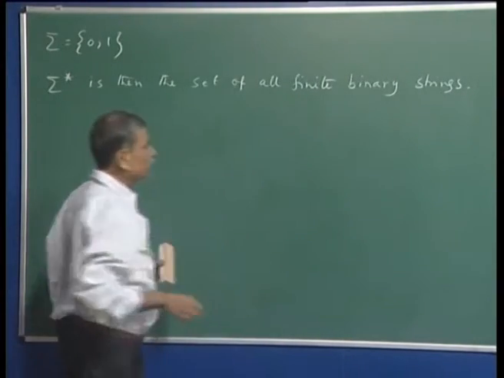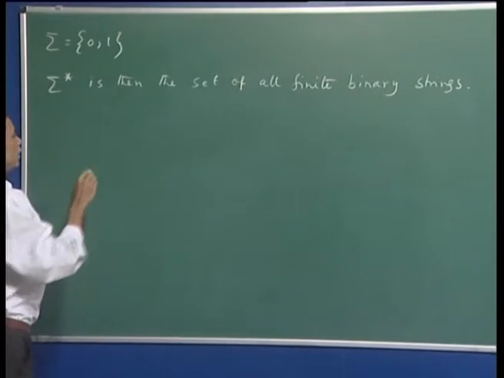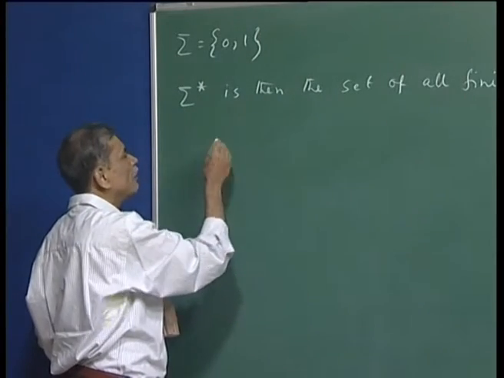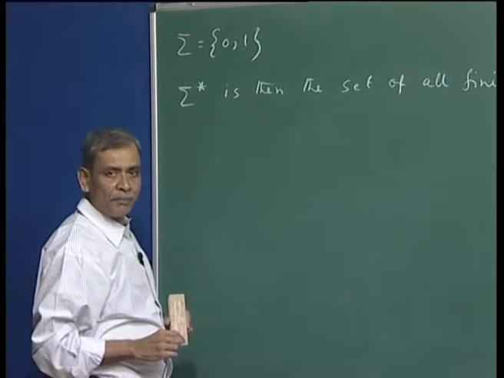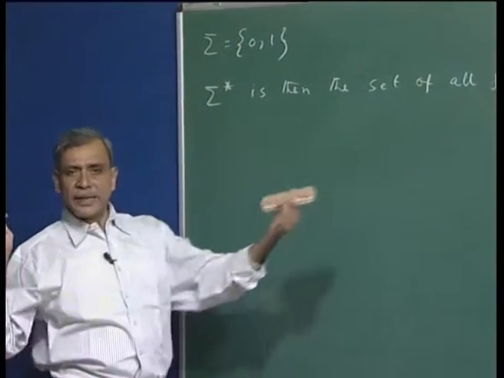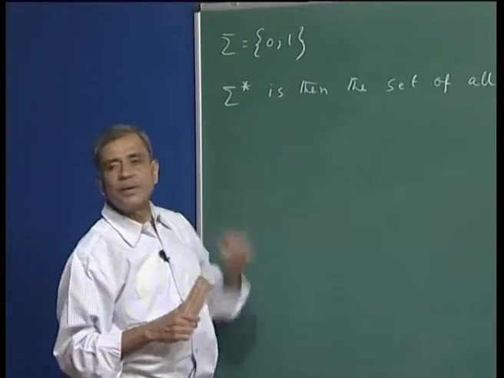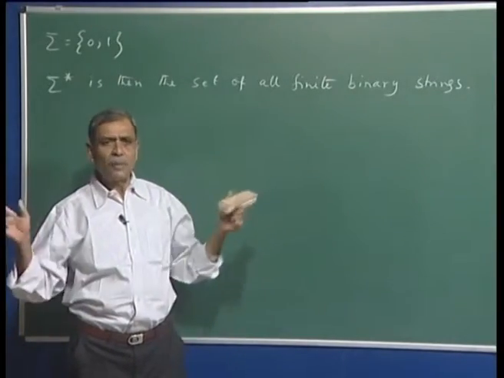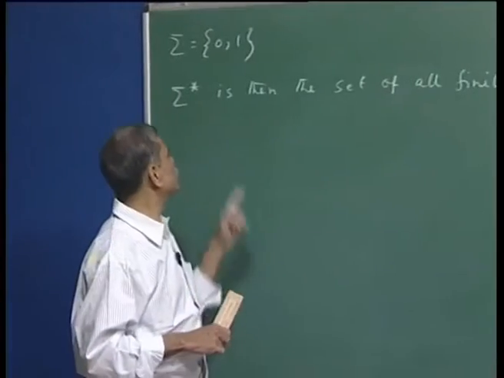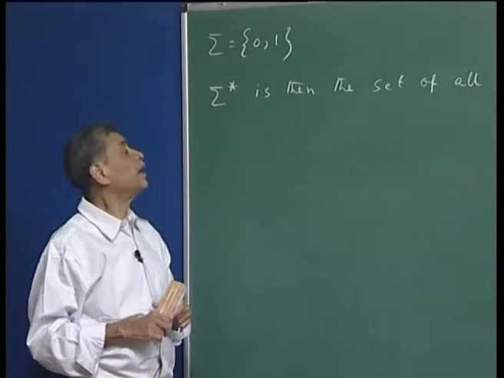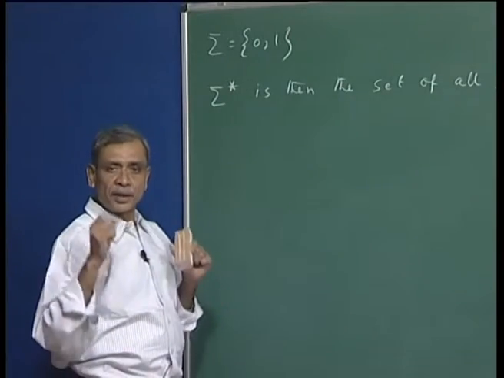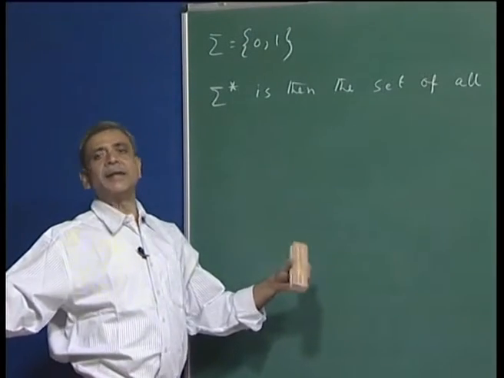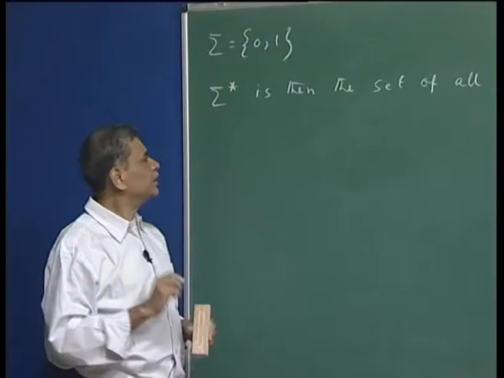By this, what do I mean, the finite binary strings? We don't allow in sigma star an infinitely long string, but all strings whose lengths are finite will be members of sigma star, and those are the finite binary strings. So there is really no upper bound on the length of strings in sigma star, but at the same time any particular string that we take in sigma star has a finite length. Is this notion clear?